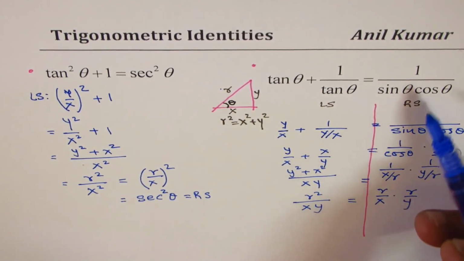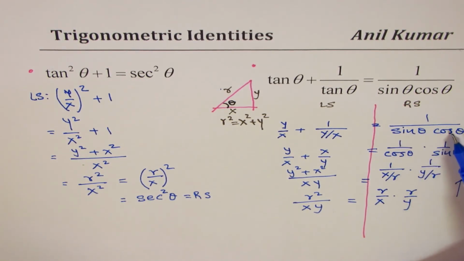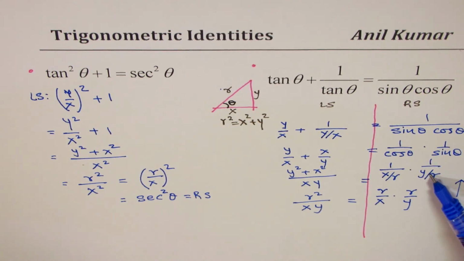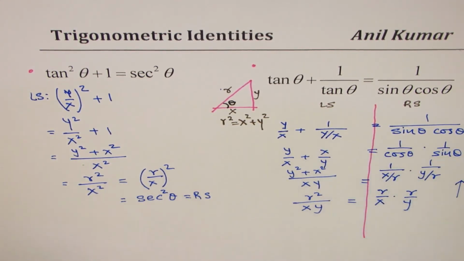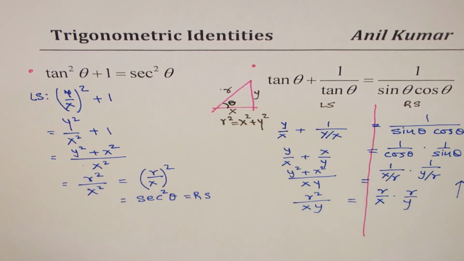Or if you move in the other direction, you can say this could be written as 1 over sine theta cos theta. Now sine theta is y over r, cos theta is x over r, and then you can move in this direction and show it, that the left side is the right side or the right side is the left-hand side. So with this example, I hope you appreciate that even this concept of taking a point on a coordinate plane can help you solve or prove trigonometric identities.